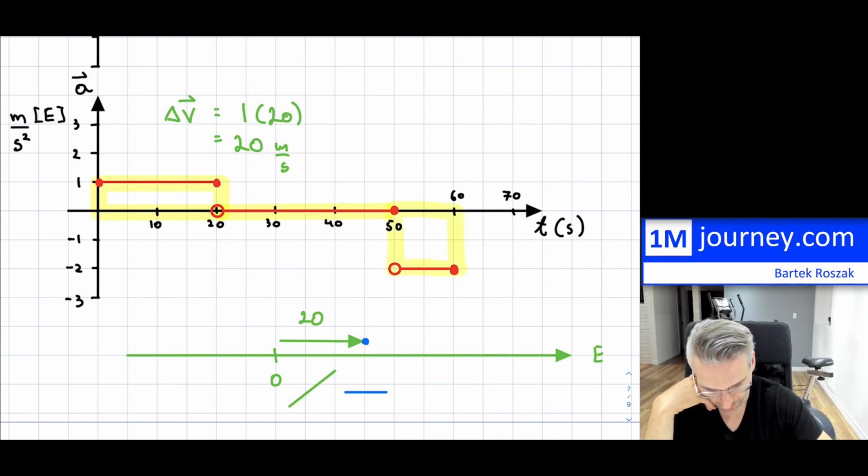So here we have another rectangle. Within here, what is that going to be for us?